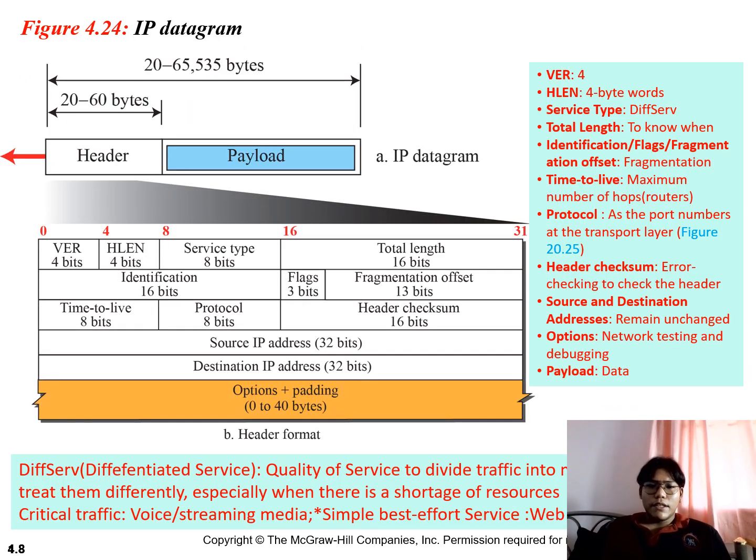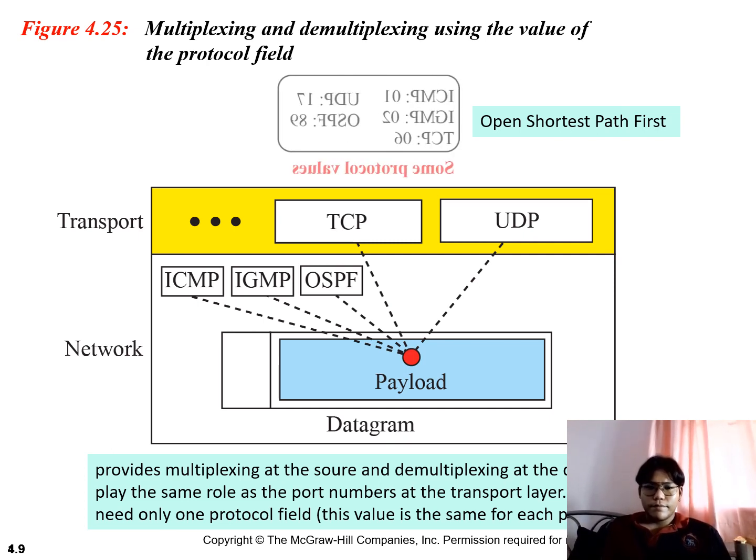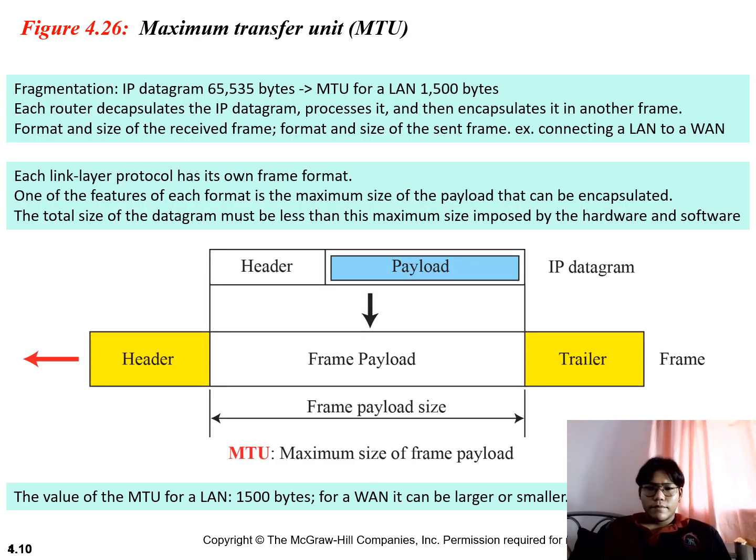So this is the IP datagram. The header's size is 20 to 60 bytes, and the size of the IP datagram is 20 to 65,535 bytes. Multiplexing and demultiplexing use the value of the protocol field. Open Shortest Path First. Maximum transfer unit and fragmentation of the IP datagram.